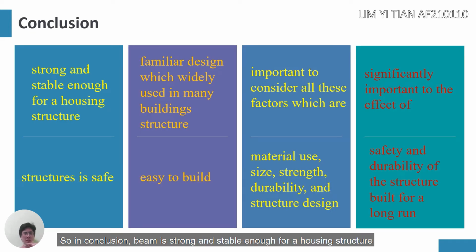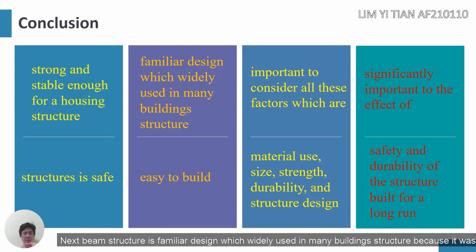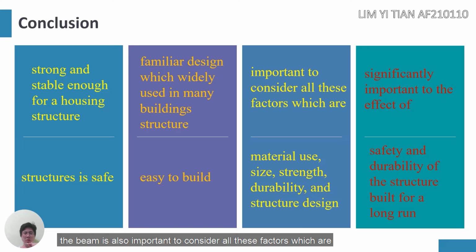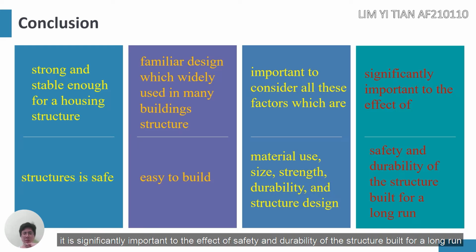In conclusion, the beam is strong and stable enough for a housing structure, so we can consider the structure safe. Next is familiar design, which is widely used in many building structures because it is easy to build. Next, for the beam it is important to consider all these factors, which are material used, size, strength, durability, and the structure design. Last but not least, it is significantly important to the safety and durability of the structure built for the long run.